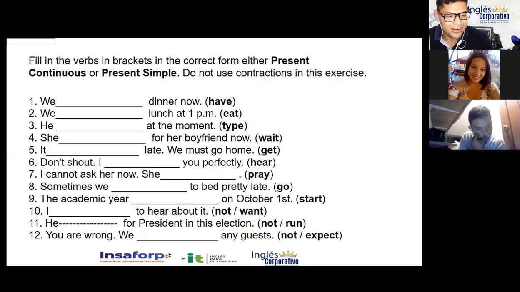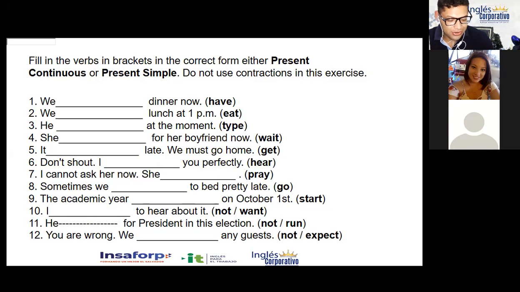Okay, are you ready? Yes, teacher. Okay, so let's try to answer the statements. So you can help me with that. Okay, who wants to help me with the first one? I need a volunteer to answer the first. Me, teacher. Thank you.